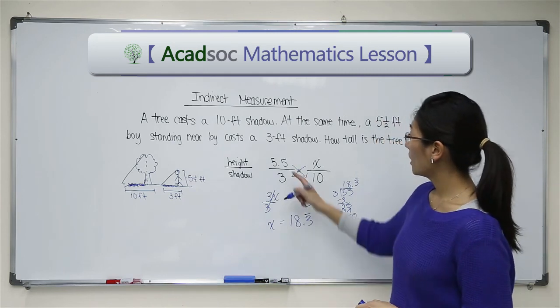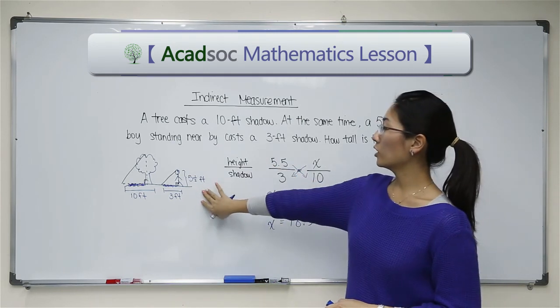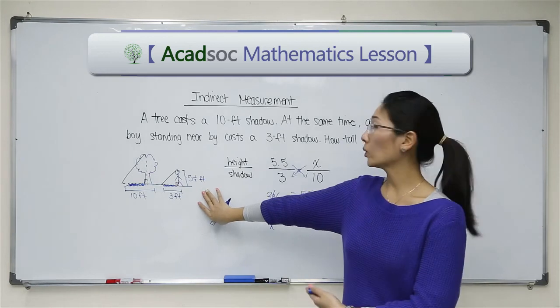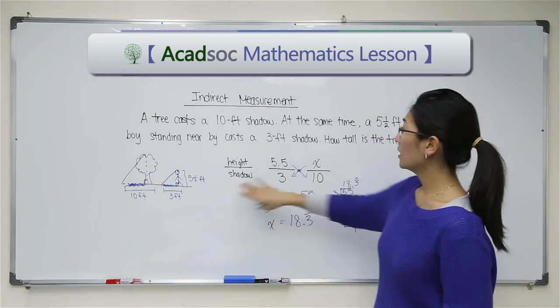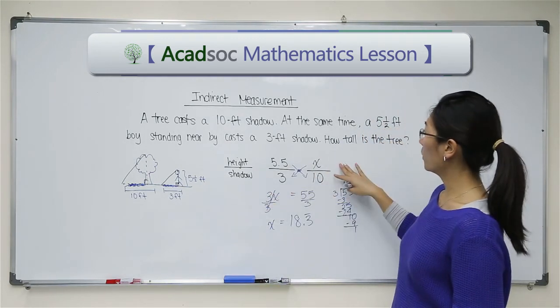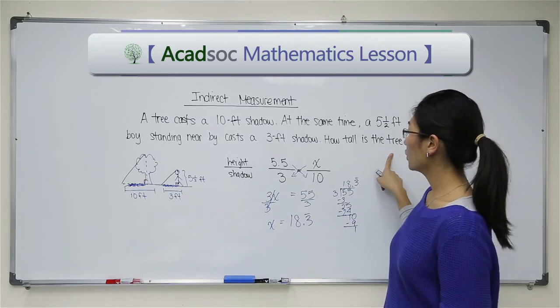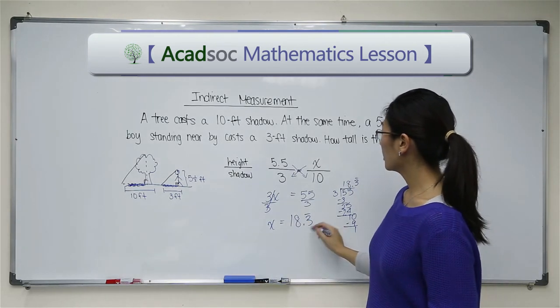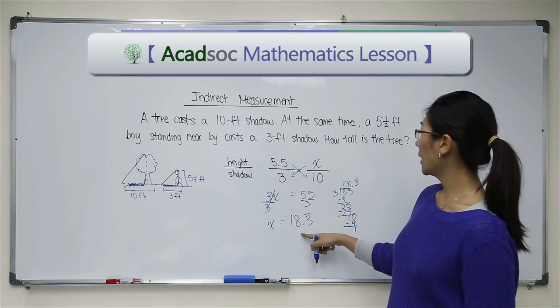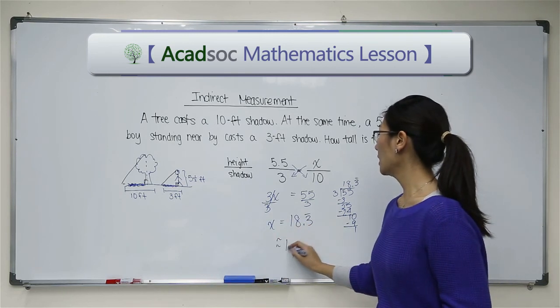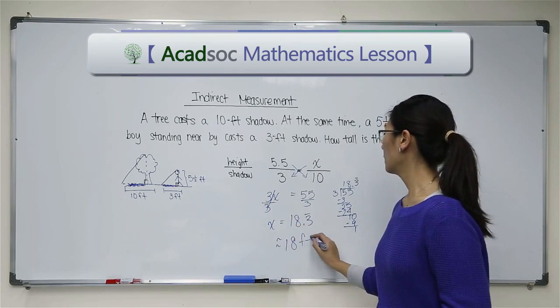So we can say that because of the information we know about the boy nearby, we can use that information to help us set up a proportion to figure out how tall the tree is. And based on calculation, the height of the tree would be approximately 18 feet tall.